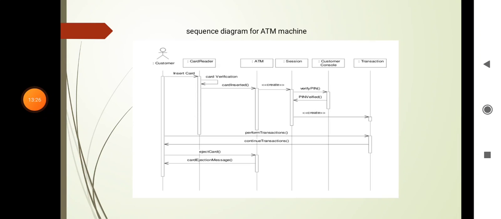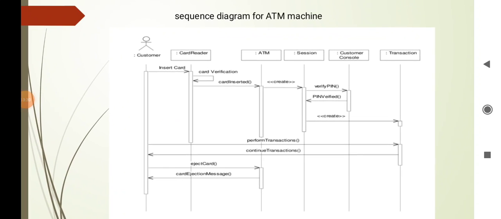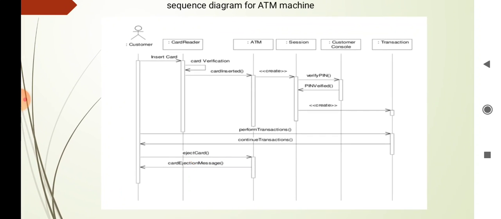And here another example is the sequence diagram for an ATM machine. Here this is the customer, who is the actor, then card reader, then ATM session, customer console, and transaction. Customer is the actor, and these are the names of the classes, like card reader, ATM session, and customer console.